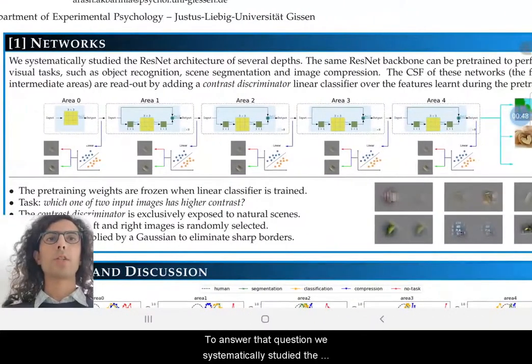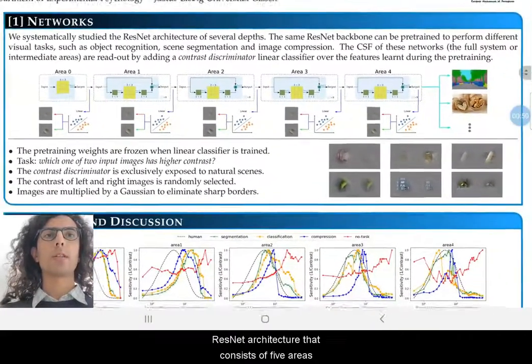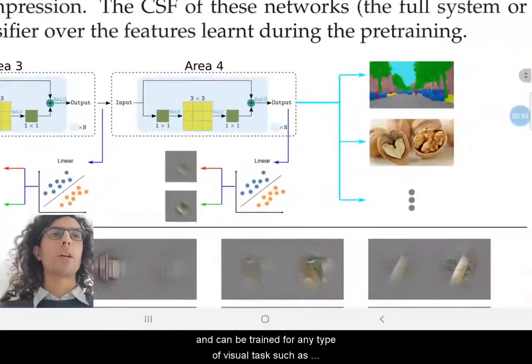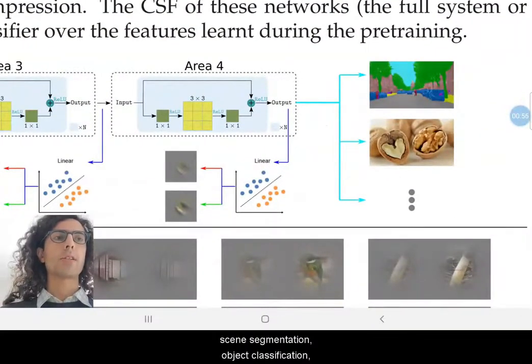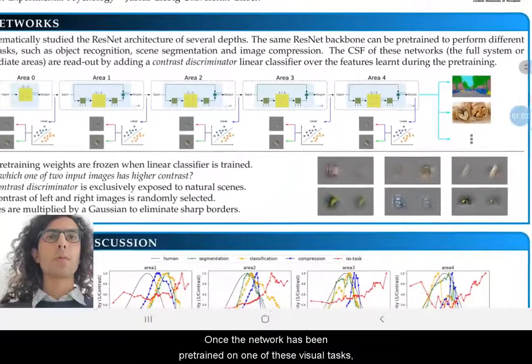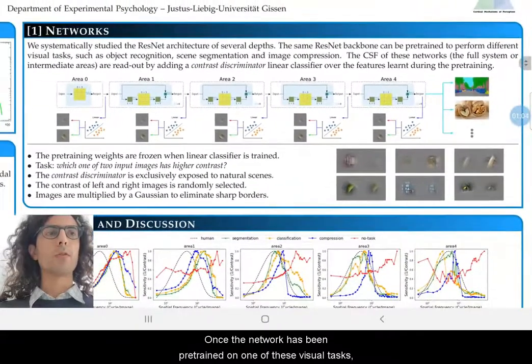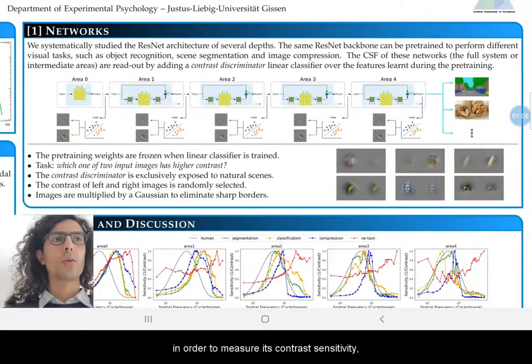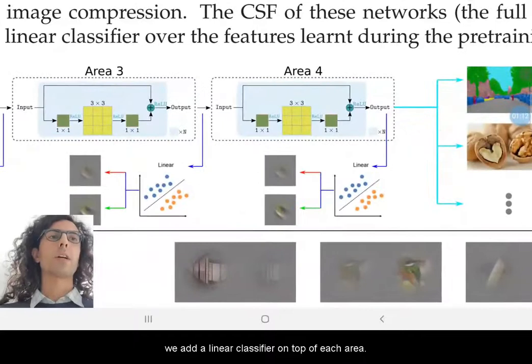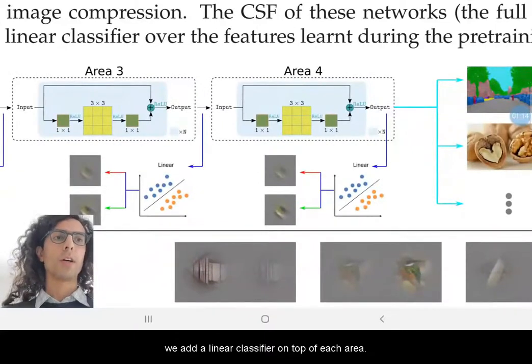To answer that question, we systematically studied the ResNet architecture, which consists of 5 areas and can be trained for any type of visual task, such as scene segmentation, object classification, image compression, etc. Once a network has been pre-trained on one of these visual tasks, in order to measure its contrast sensitivity, we add a linear classifier on top of each area.